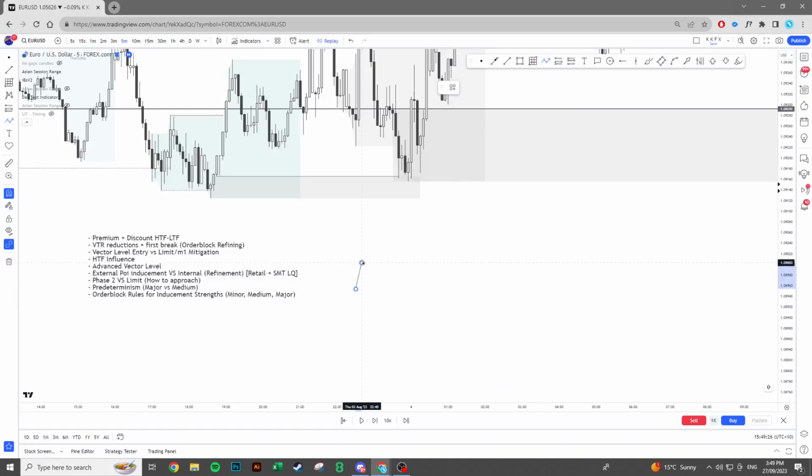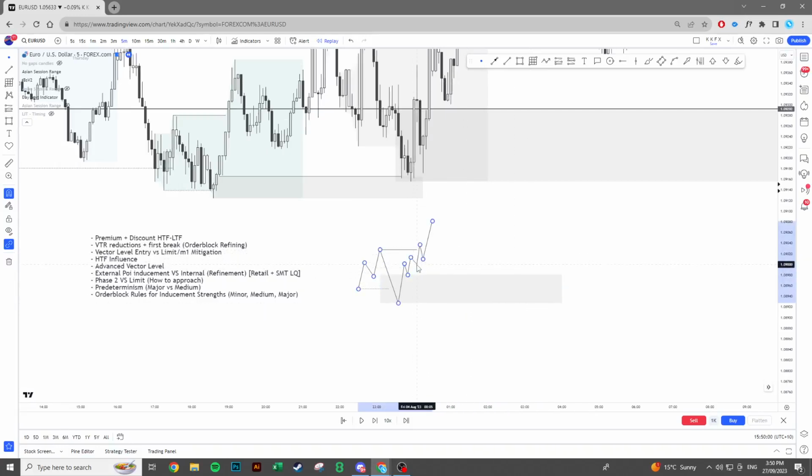So let me just draw something up here. So we have a push into there, and then we have weak price branching out of our sweep and break, just like that. Sorry, it's a bit messy, but yeah, we have price branching out of that sweep and break. Why do I consider this weak pricing? Because none of it swept. So if we're looking for our VTR to be here, we can reduce that to being here.